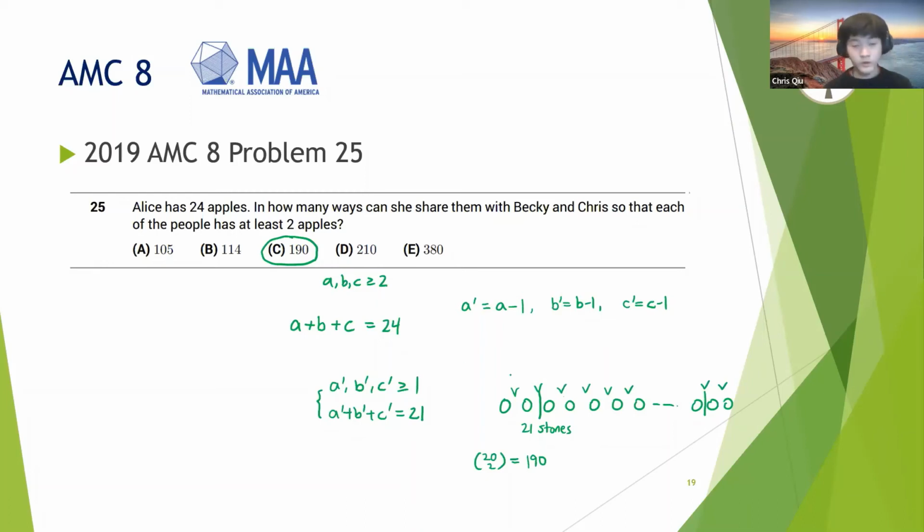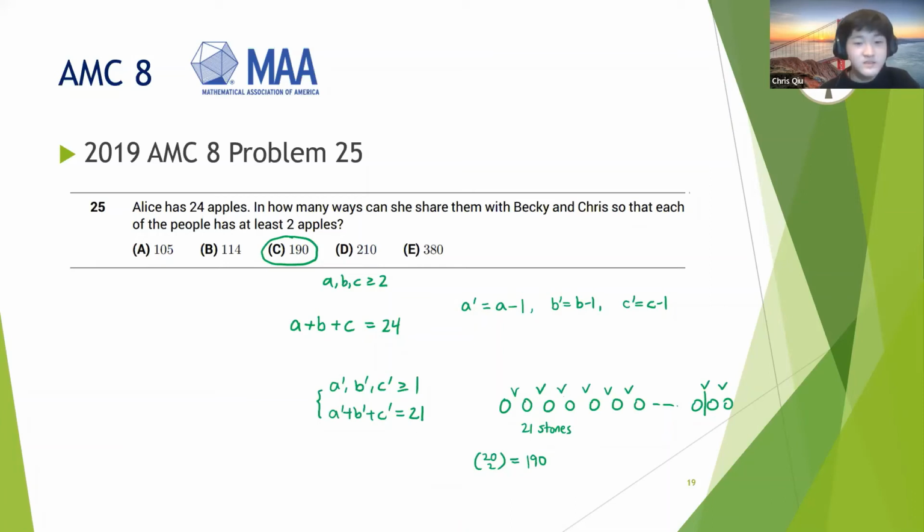positions to place a stick, and we want these positions to be different because we cannot have two sticks between the same two stones. So there are exactly 20 positions to put a stick, and we want to put two sticks in these 20 positions. So we're choosing two positions from the 20 to place the two sticks. And the number of ways we can do that is 20 choose 2. So our answer is 190.